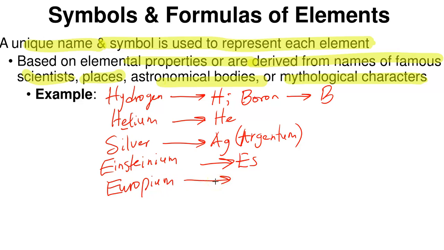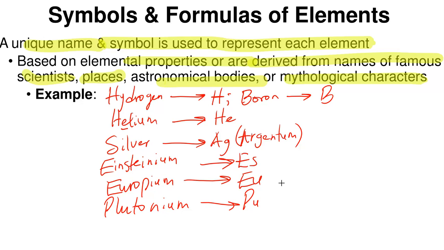Europium, of course, is common if you know where it comes from. I think it was first isolated in Europe, Eu. So that is derived from the continent Europe. And then we also have plutonium, Pu, derived from the name Pluto, which is the planet. So there is a method to the nomenclature of all these elements we find in the periodic table. Those names came from famous scientists, places, astronomical bodies, or mythological characters.